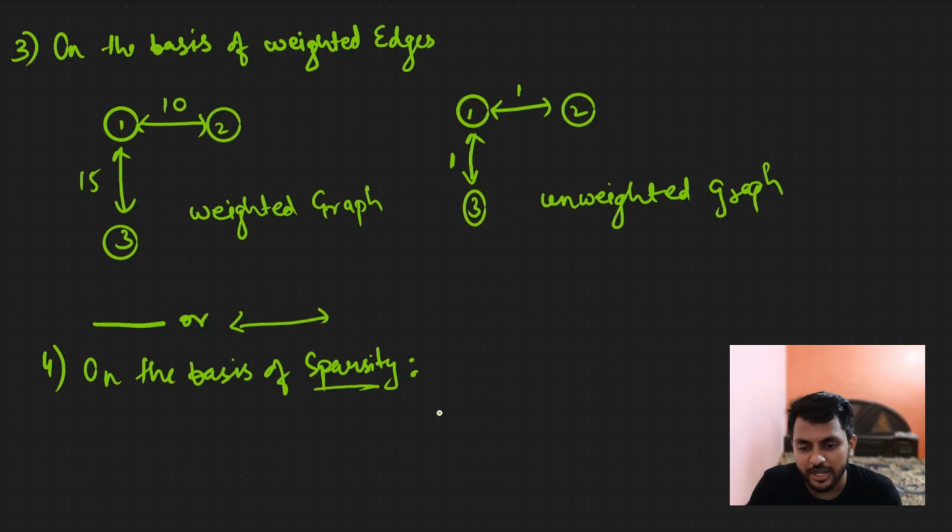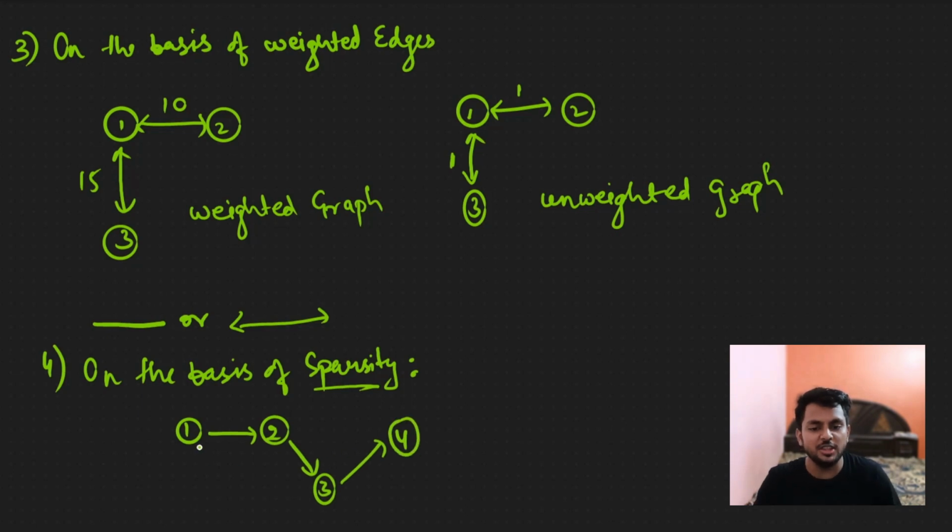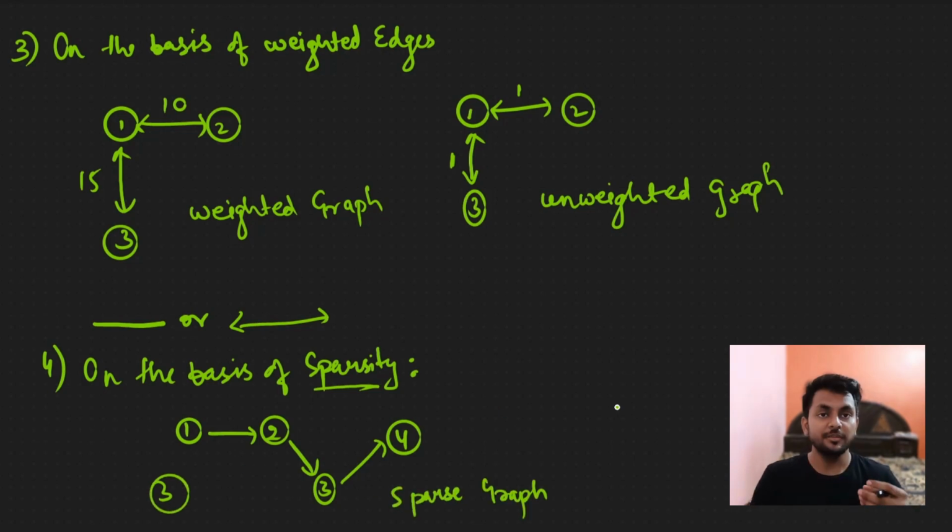So let me give you one example. So here this one node is connected with 2, and this is connected with 3, and this is connected with 4. So here if you see the number of edges is 3. And I would say the number of edges is in the order of n, the number of nodes. So this is a sparse graph. But if we have a number of edges in the order of n square, where n denotes the number of nodes, then this will be a dense graph.